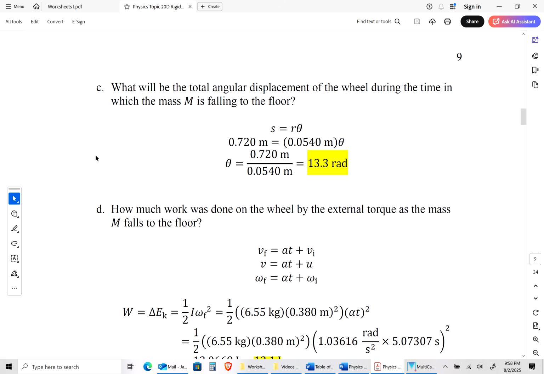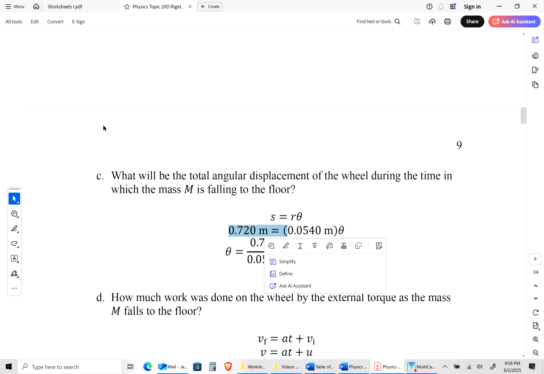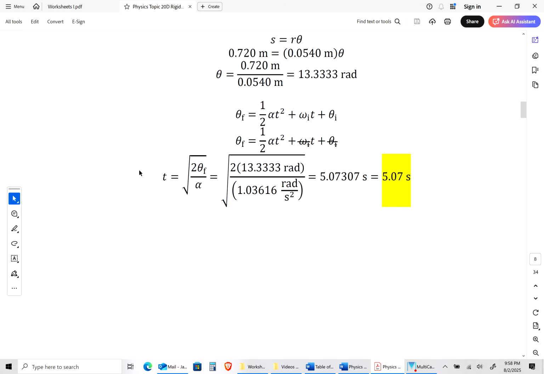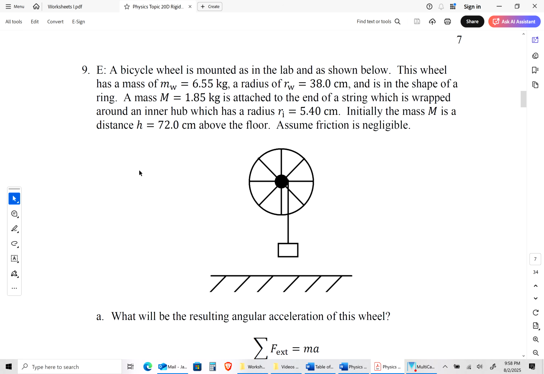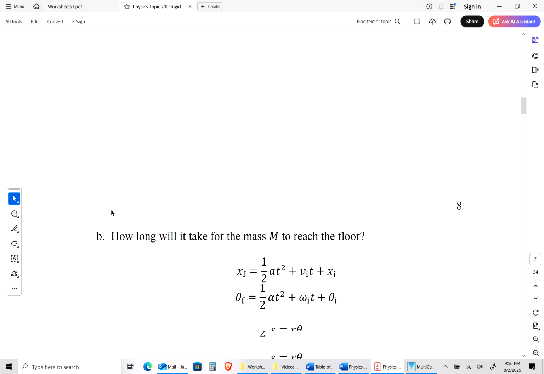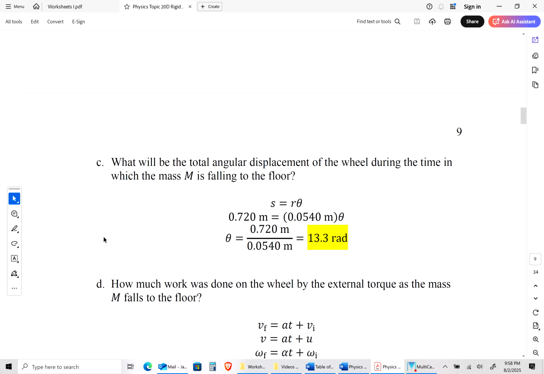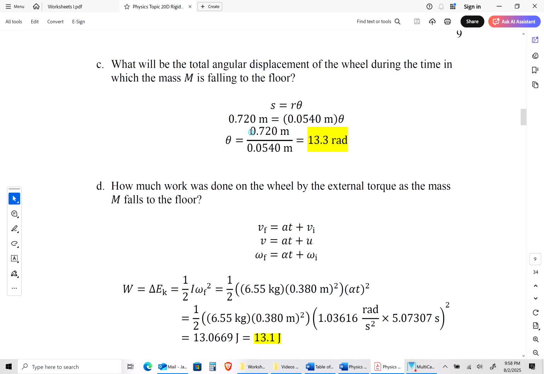Part C, what would be the total angular displacement of the wheel during the time in which the mass M is falling to the floor? So S equals R theta. This is the radius for the wheel. We already solved this from part B. We were given the distance above the floor, 72 centimeters. And we get 13.3 radians.